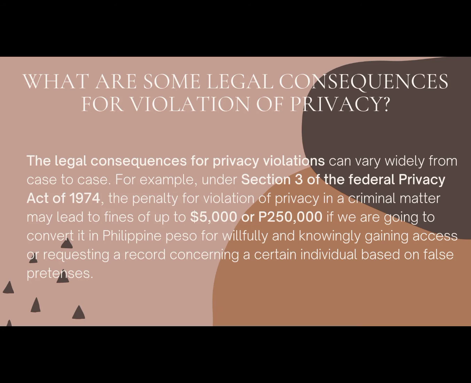What are some legal consequences for violation of privacy? The legal consequence for privacy violation can vary widely from case to case. For example, under Section 3 of the Federal Privacy Act of 1974, the penalty for violation of privacy in a criminal matter may lead to fines of up to $5,000, or 250,000 pesos if we are going to convert it to Philippine peso, for willfully and knowingly gaining access or requesting a record concerning a certain individual based on false pretenses.